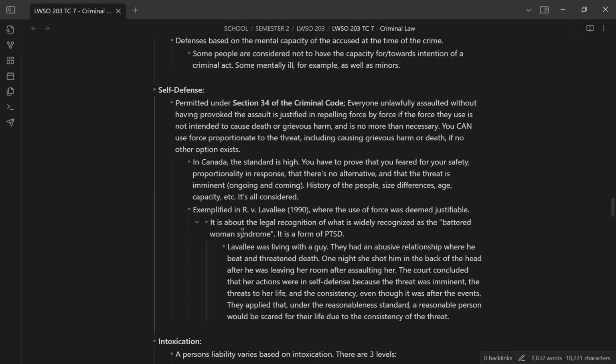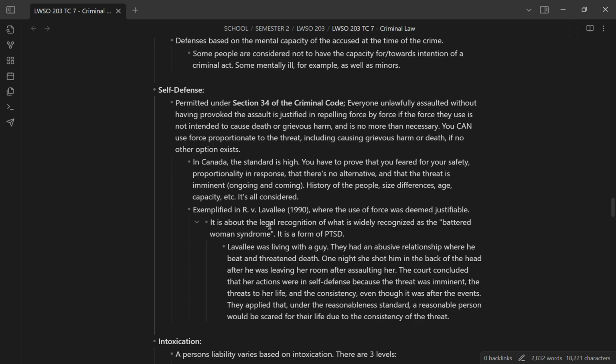In Canada, again, the standard is high. You have to prove that you feared for your safety. You have to prove proportionality in response, that there was no alternative, and that the threat is imminent, so ongoing or coming. These are all things considered in self-defense, right? Especially when it comes to grievous harm or death. When it comes to base self-defense, the history of the people, the size difference, age, capacity, whatever it may be, all of these things are considered.